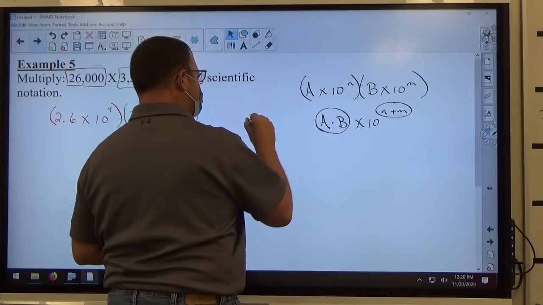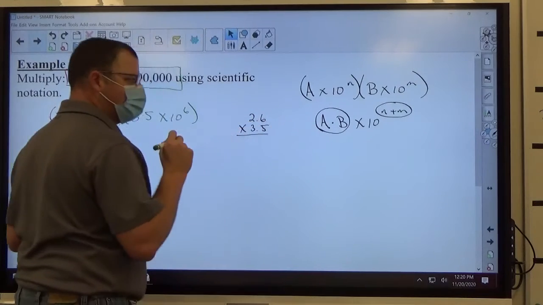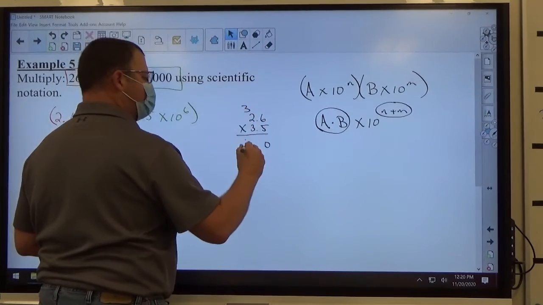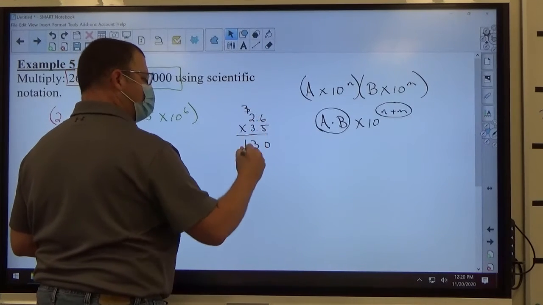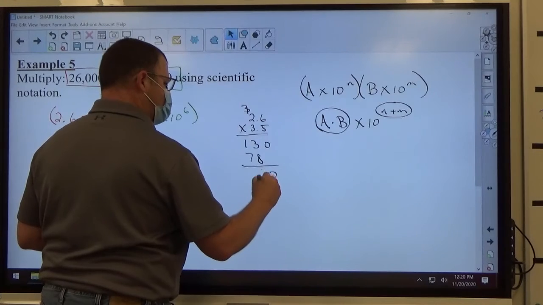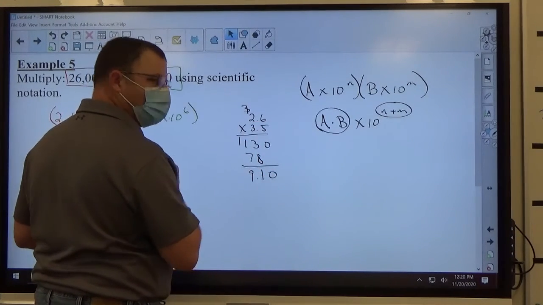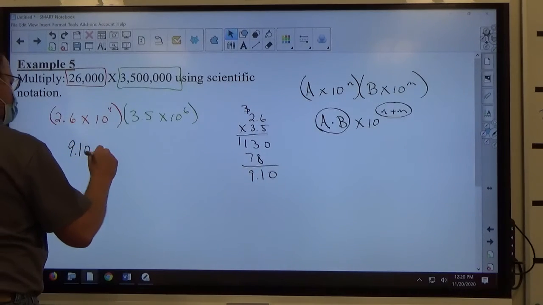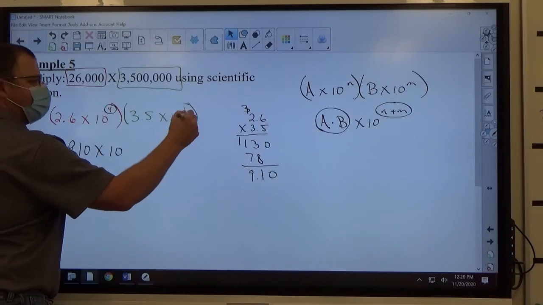I'm going to do over here 2.6 times 3.5. That's going to be 0, carry the 3. 10 plus 3 is 13. That's 18, so 8 carry the 1. 6 plus 1 is 7. We get 910 with 2 decimal places, so 9.10. So 9.10 times 10, and then we're going to add 4 plus 6 to make 10.